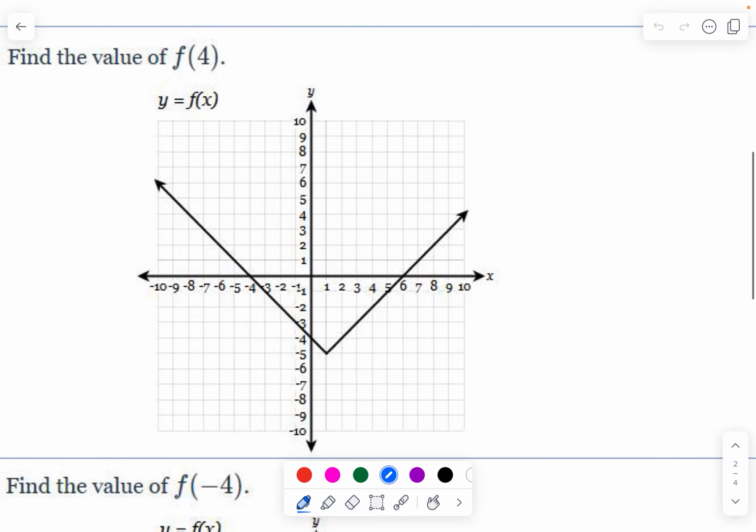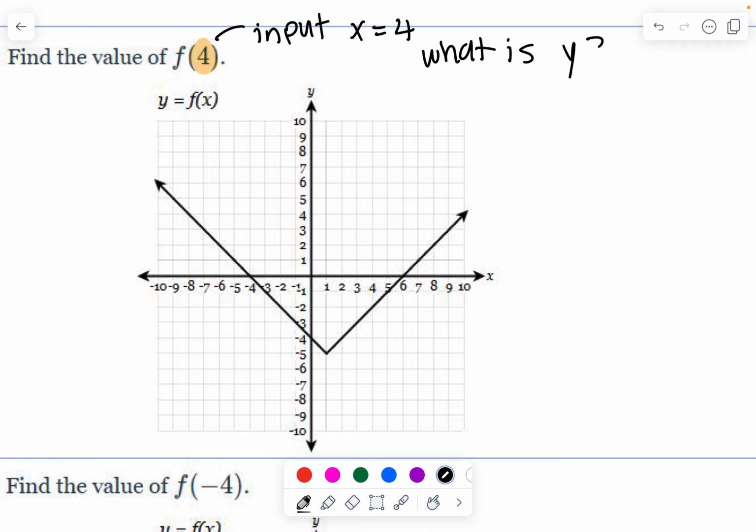Here's a graph. It says find the value of f of 4. As you can see, we have our graph right here. And what we've been practicing in class is identifying when it says f parentheses 4. This right here means that we're looking to input x is equal to 4 on the graph and find out what is y. So that is our goal. If we're going to plug in x is equal to 4, because my equation says find f of 4, from the graph, we're going to go to x equals 4 and figure out what y is.